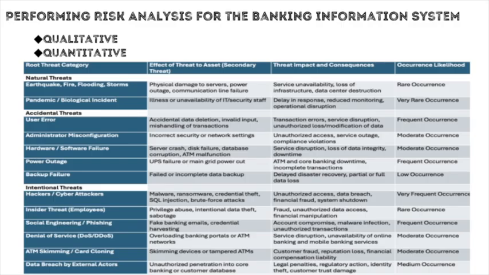Power outages also pose a risk. If the UPS fails or the main grid power is lost, it can cause ATM and core banking downtime and incomplete transactions. This happens frequently and has a high impact. Finally, backup failure, when data backups are incomplete or missing, can delay disaster recovery and cause partial data loss. This is less frequent and rated low in likelihood.